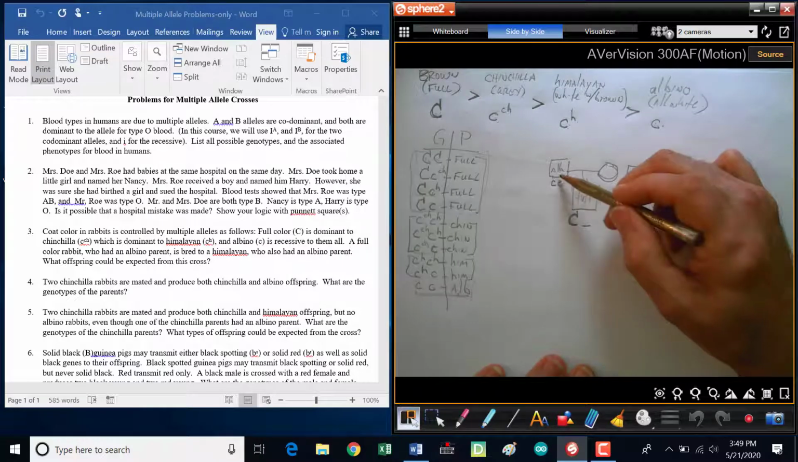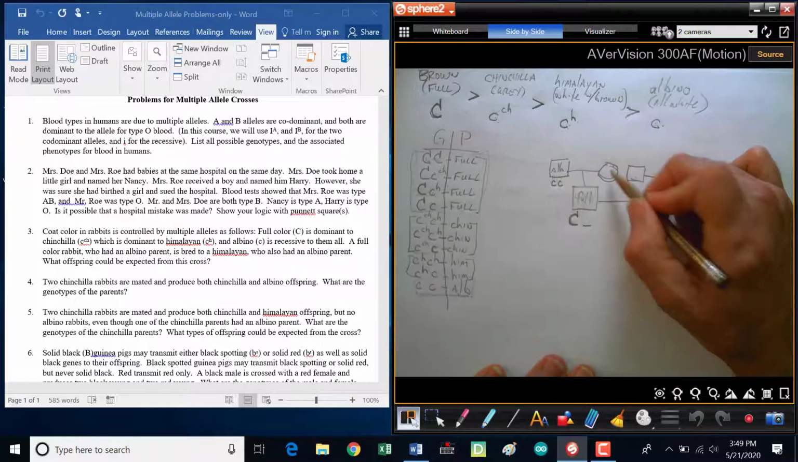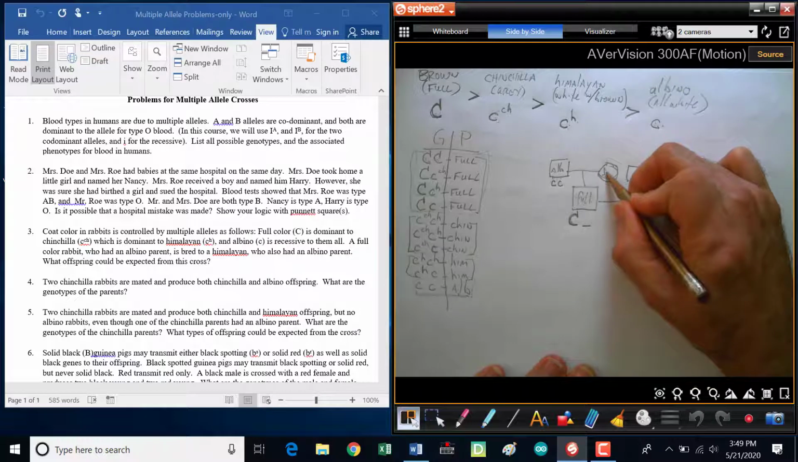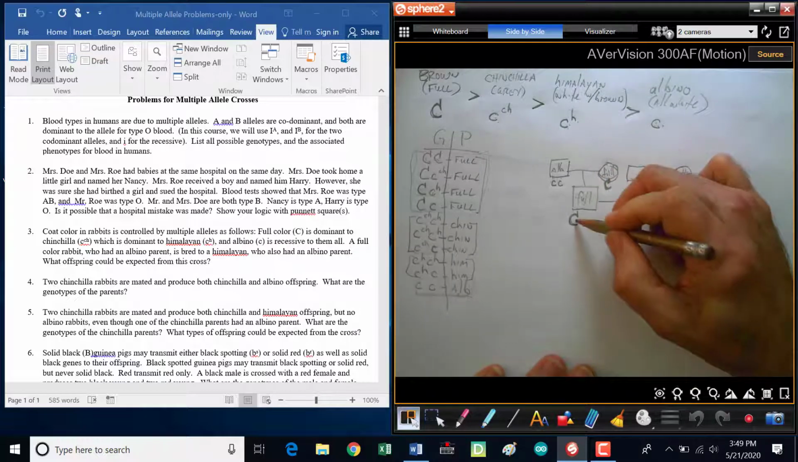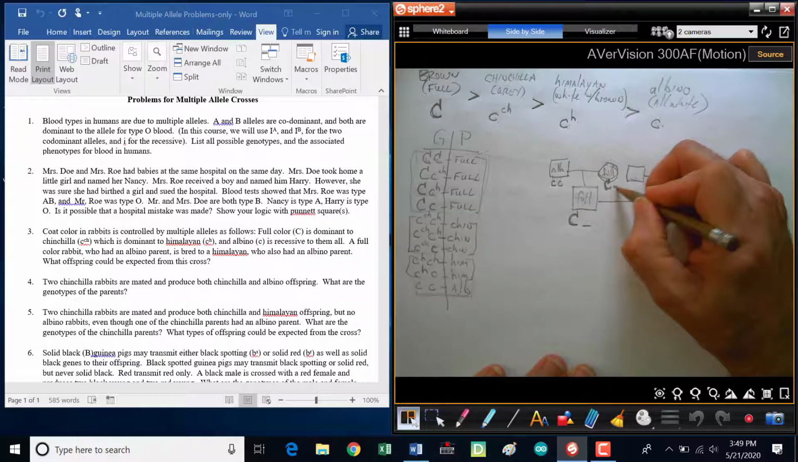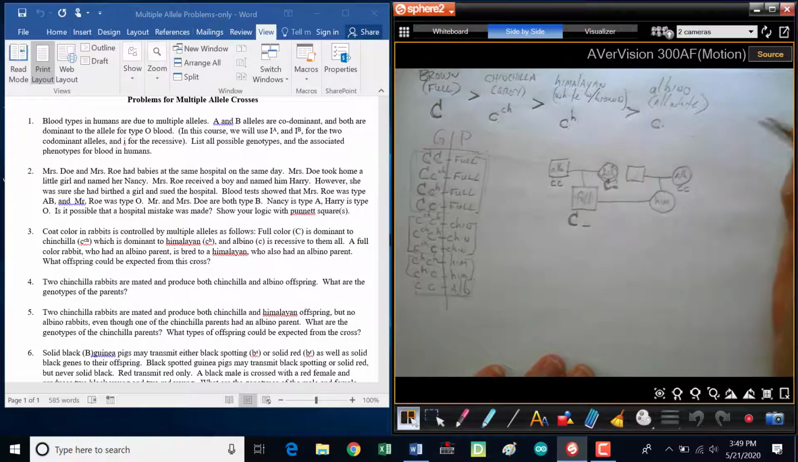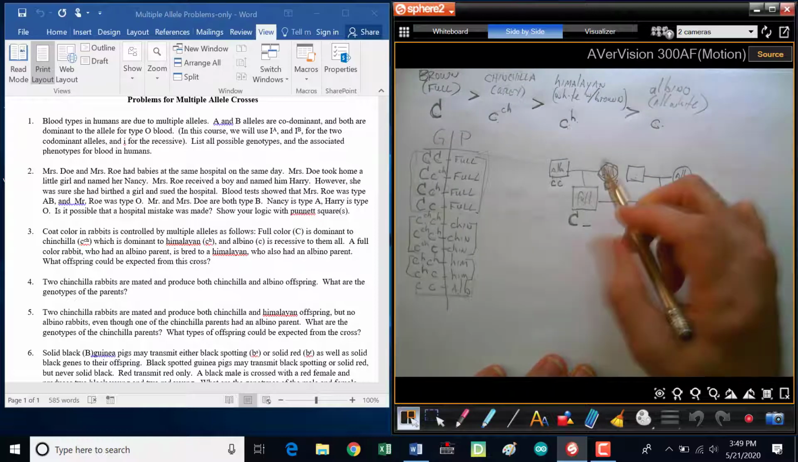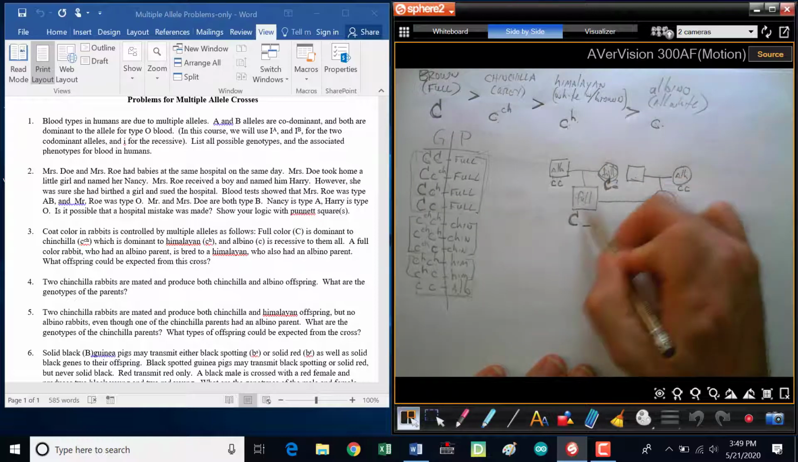It could not have gotten the big C from this parent, so we actually know that this parent has to be full colored. It has to have a big C to give this guy so this guy can be full colored. We don't know what this other gene is here, and it doesn't really matter. All we know is the big C from this parent went here.